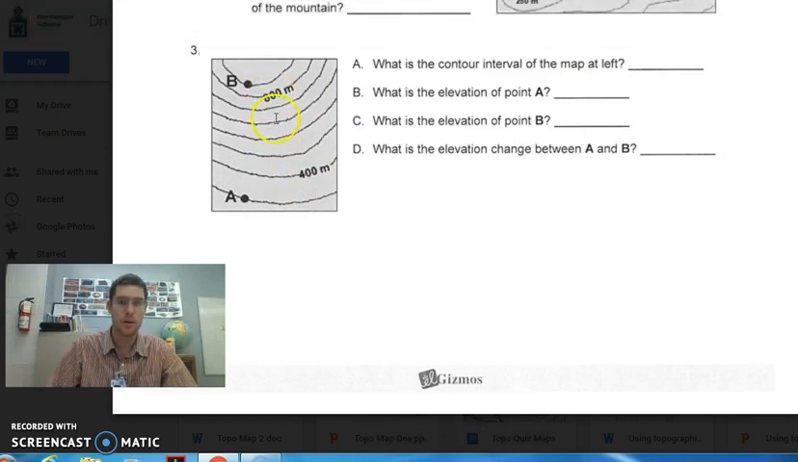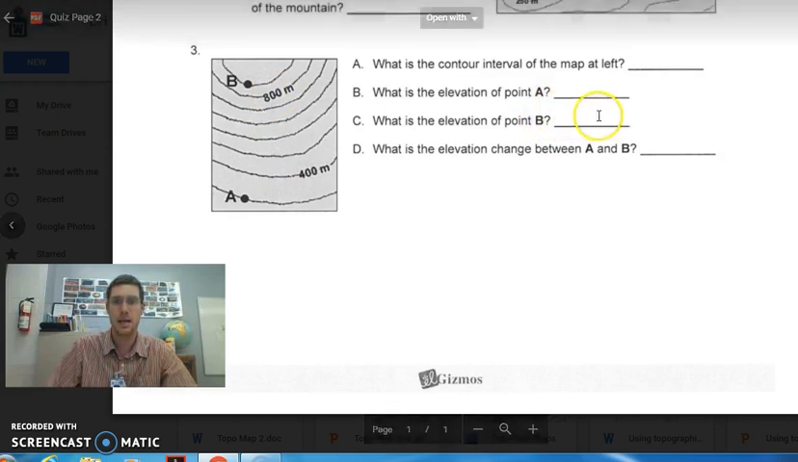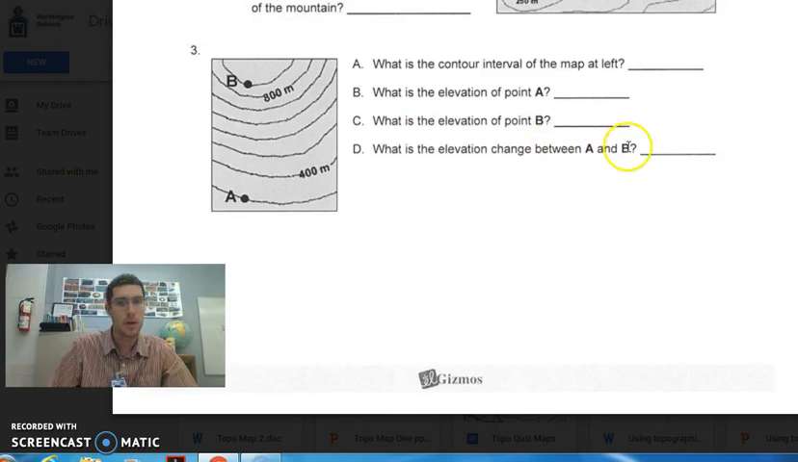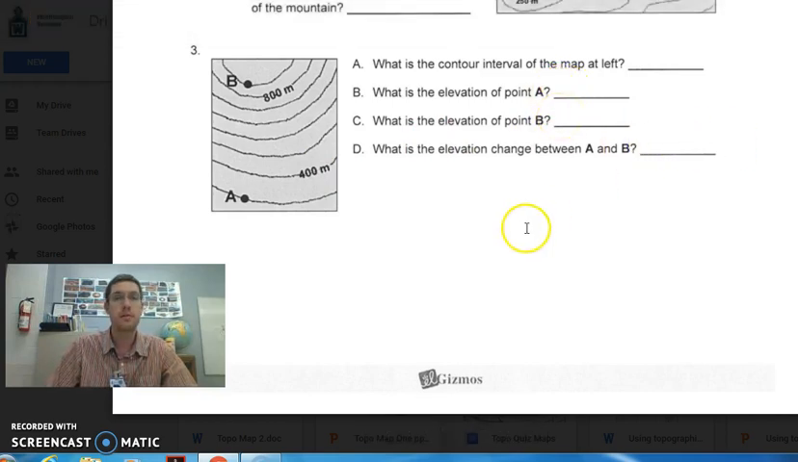Same thing here, but reversed. We're going uphill this way. Here is 800. Add another 80, and that gives you the elevation of point B. So point B is 880. What is the elevation change between A and B? Simple. Subtract 320 from 880. That's it. And you end up with 560. So those are the answers to page 1 of the topographic map quiz.